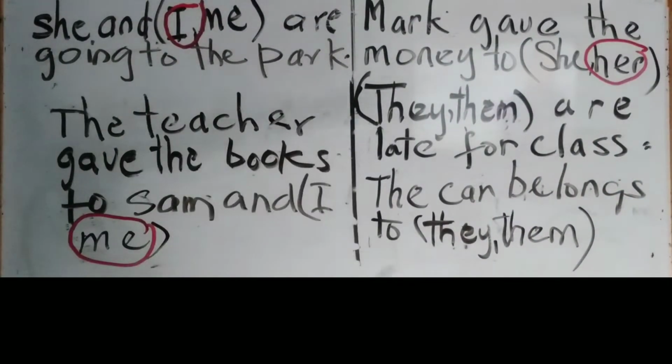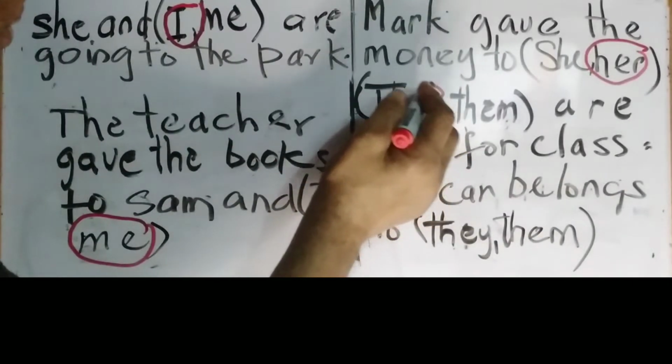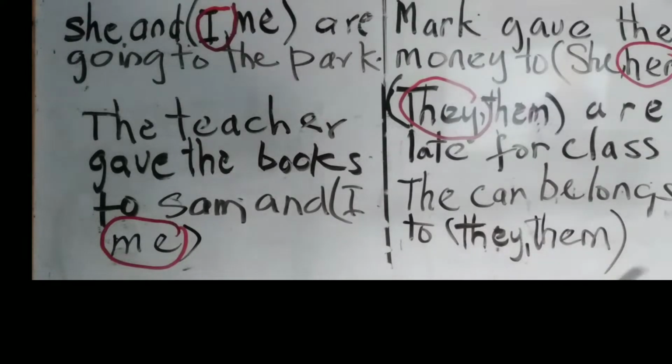All right, the next one. They, them are late for class. So in this case, the pronoun is the subject. And which is the subject pronoun? Is it they or them? The subject pronoun is they. So you would say they are late for class. So let's circle they.